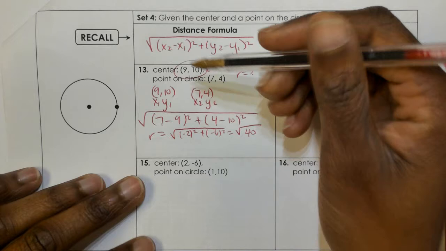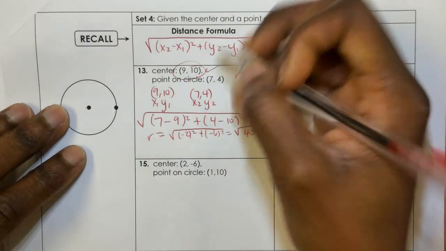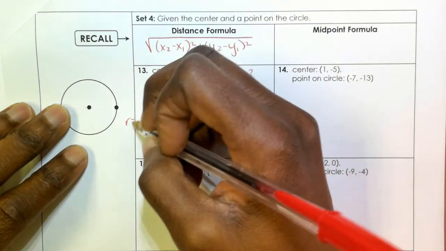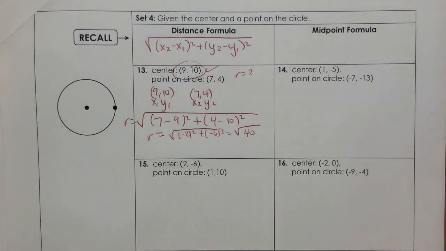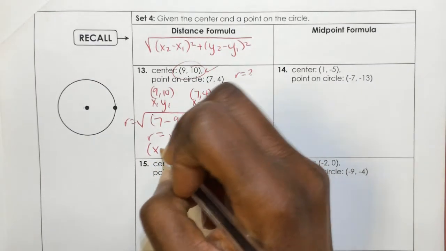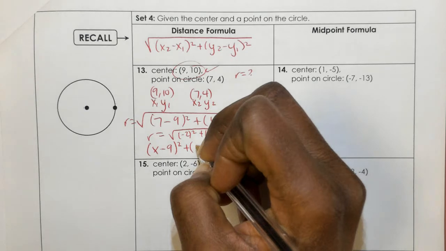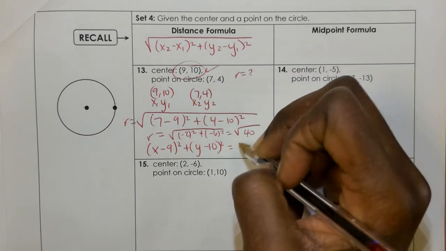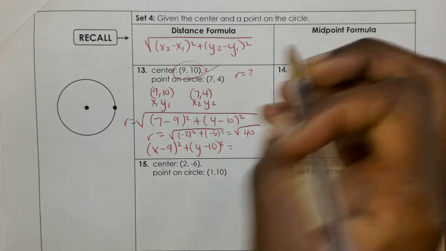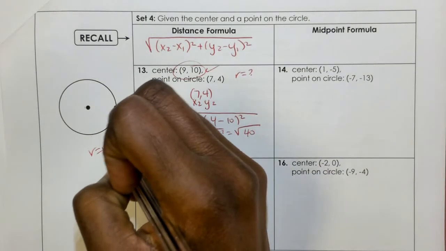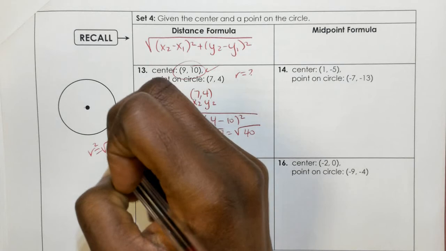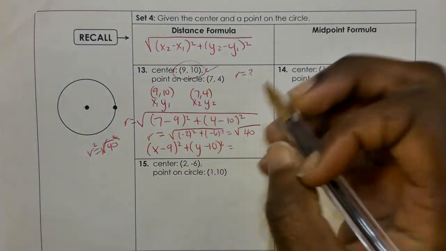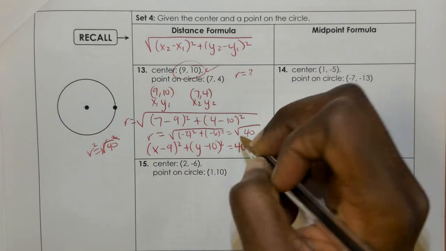So the length between the center and the point on the circle is the radius. That's what we're finding here when we're finding the distance. Alright, so to write the equation of the circle, we just change the signs of the center, so that's changing these two signs. And then we square the radius. If the radius is the square root of 40 and we square that, the square cancels with the radical, and we get 40 for the end of our equation.